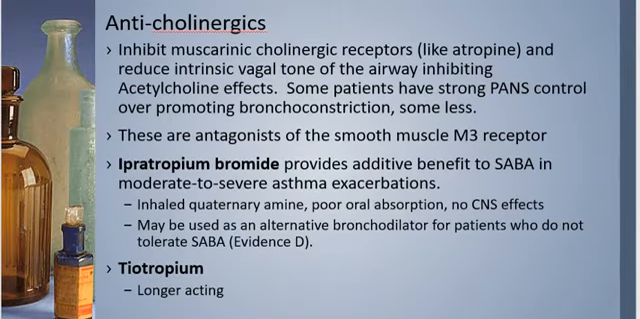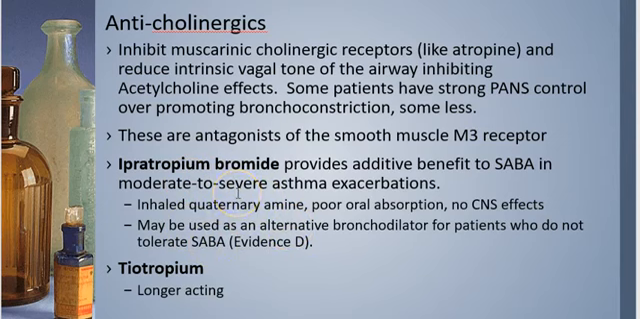And then the other group of drugs are your anticholinergics, or your antimuscarinics. These drugs inhibit the muscarinic cholinergic receptors that typically bind atropine, and they're going to reduce the vagal tone within the airway. Remember, there are opposing effects of norepinephrine and acetylcholine, and so these are going to inhibit the acetylcholinergic type of effects. Some patients have a really strong, prolific acetylcholinergic response, and some have less, and that's why these drugs can be pretty helpful. So these are antagonists of the smooth muscle M3 receptor, and the prototype here is ipratropium bromide.